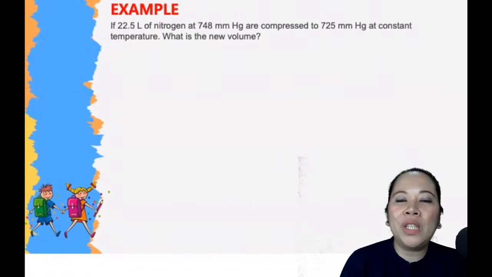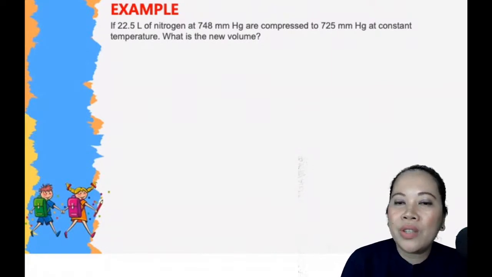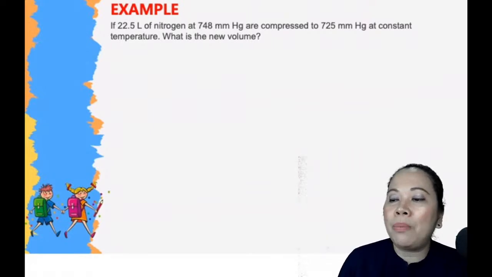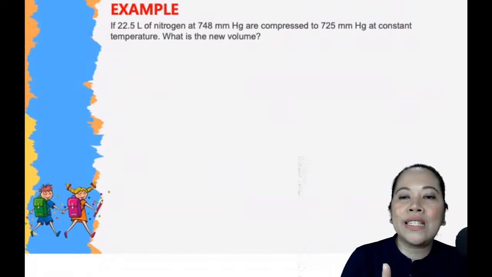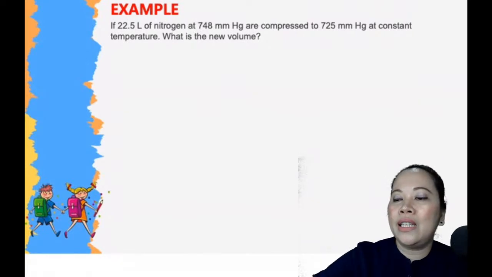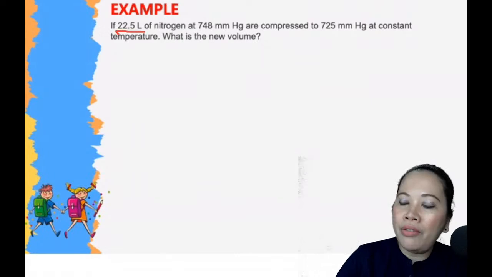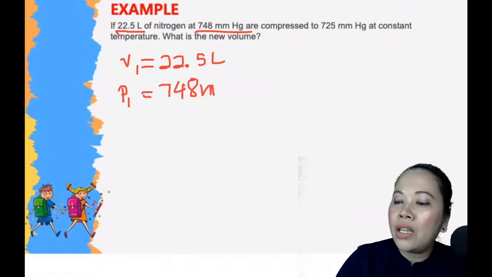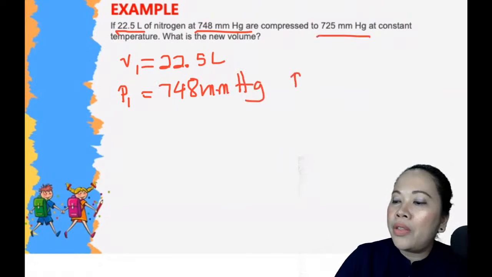Okay, so let's apply what we have learned about the different gas laws. For example, if 22.5 liters of nitrogen at 748 mmHg are compressed to 725 mmHg at constant temperature, what is the new volume? First step, if you want to solve a gas law problem, is to identify the givens. Here you have 22.5 liters, which is our first volume. Then a pressure, P1, which is 748 mmHg. Then another pressure, P2, 725 mmHg. At a constant temperature, what will be the new volume? So volume 2 is missing.